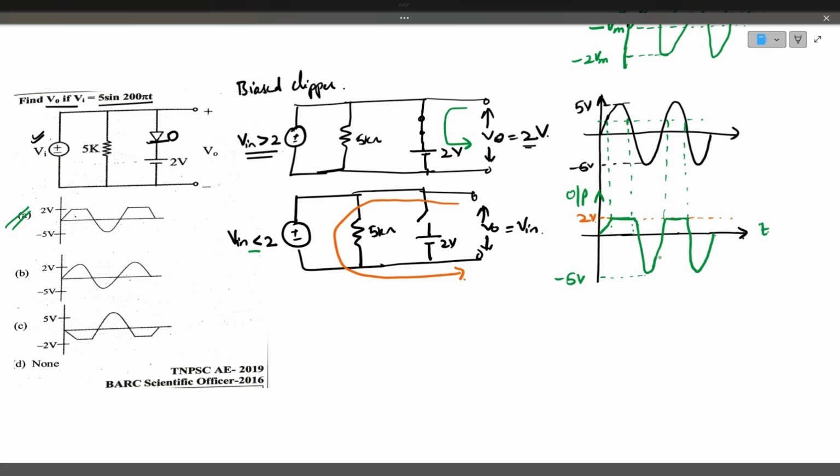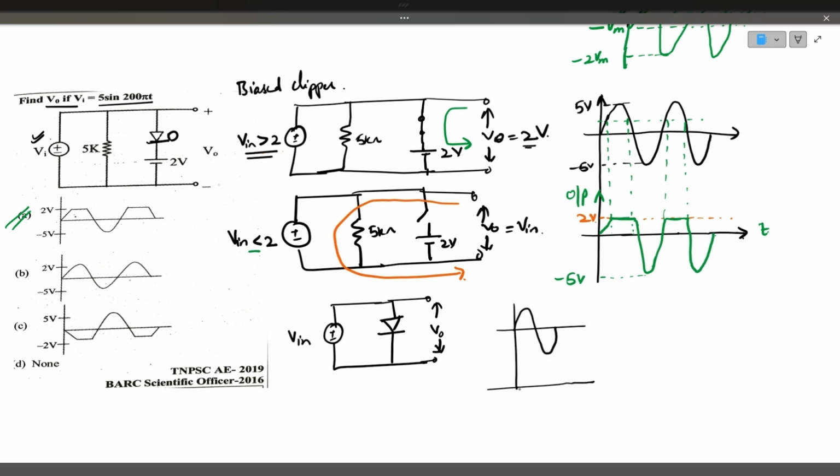I will tell you one simple logic here. You have to observe carefully. One simple logic: how to determine the output waveform in less time. See, the input is given here like this. This is basically a clipper, a positive clipper. During the positive half cycle, the diode conducts. During the negative half cycle, the diode does not conduct.